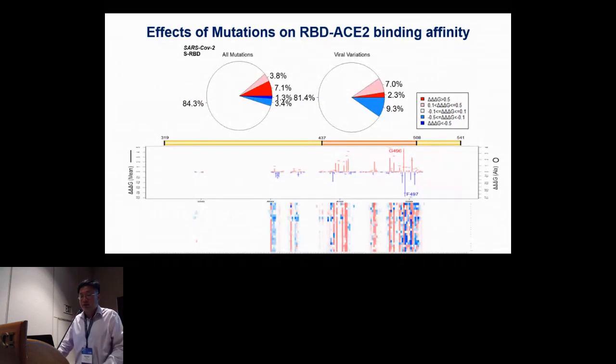Second, we look at how mutations affect binding affinities. We found that most mutations have very limited effect, except mutations located in the receptor binding motif. It is very interesting that among viral mutations, about 9.3%, the light blue part, could enhance binding affinity, but among computationally predicted ones, only about 3.4% do.